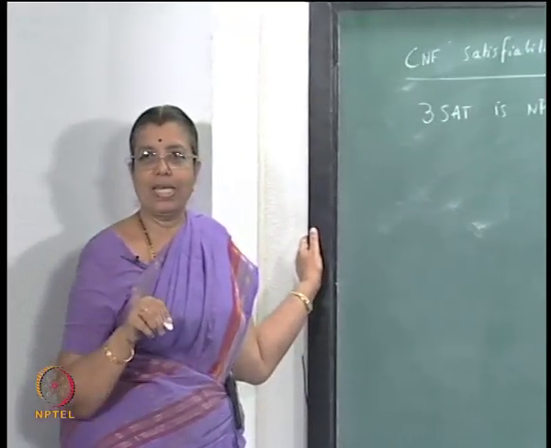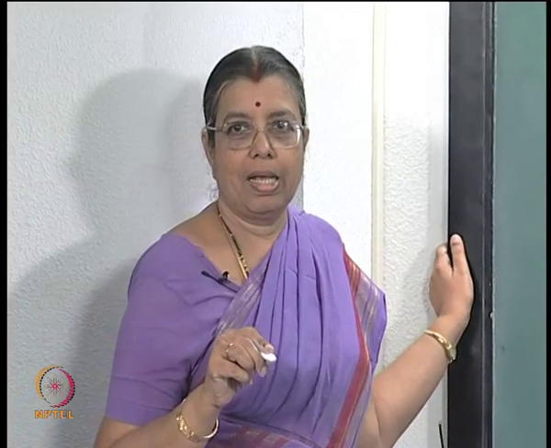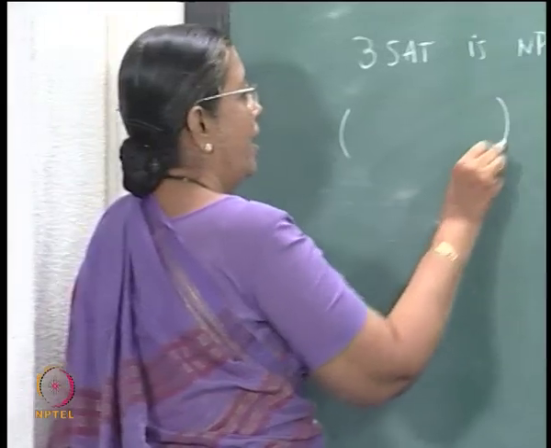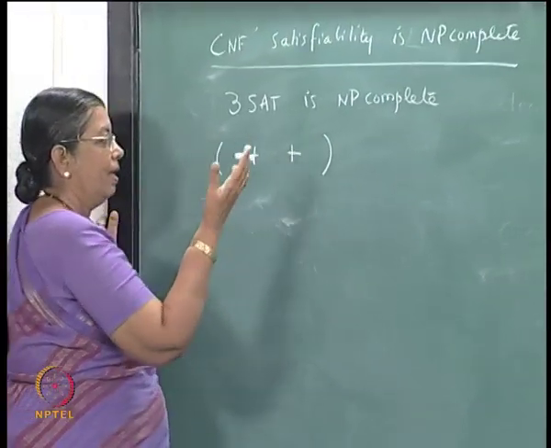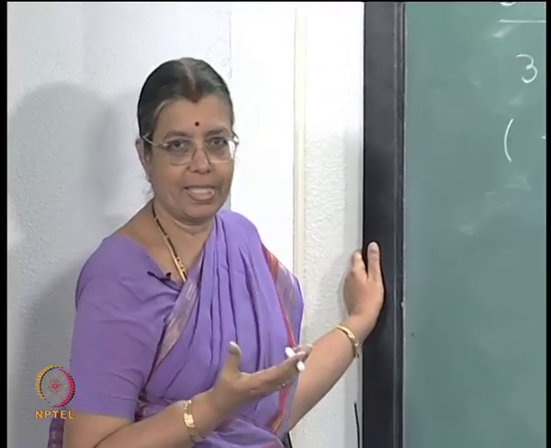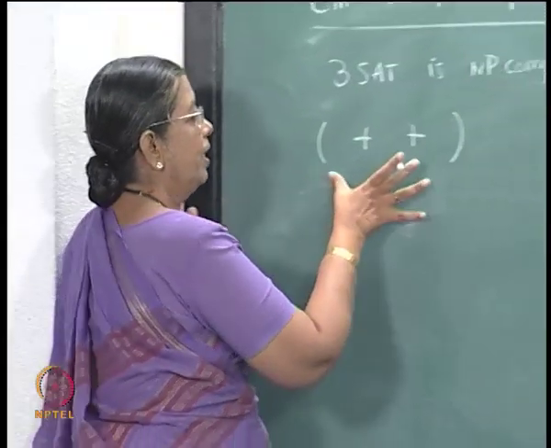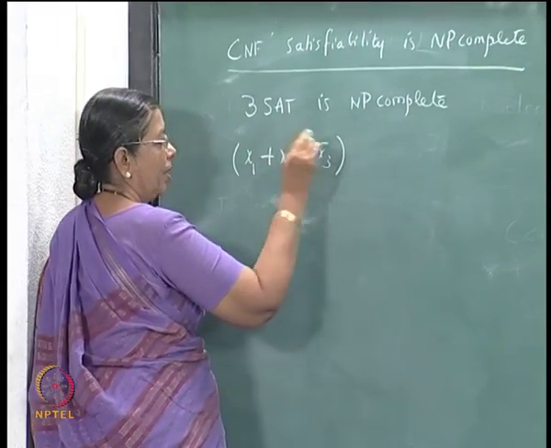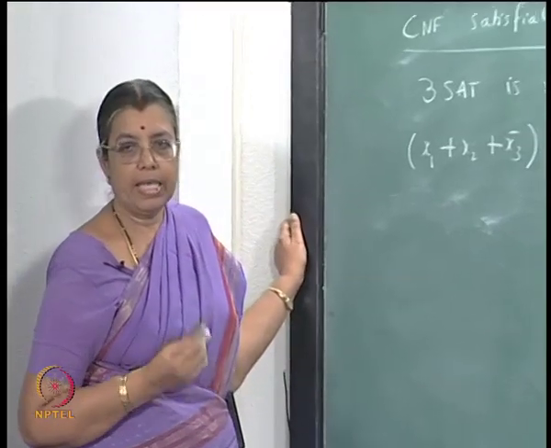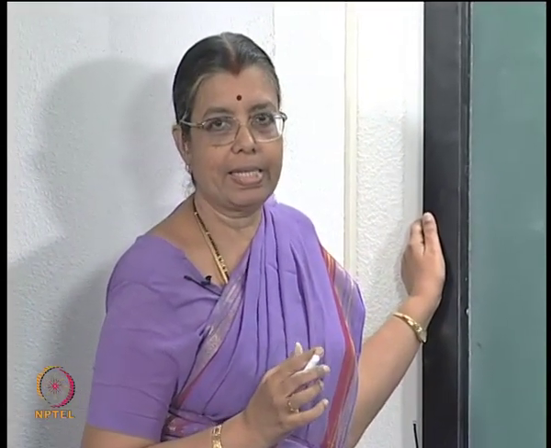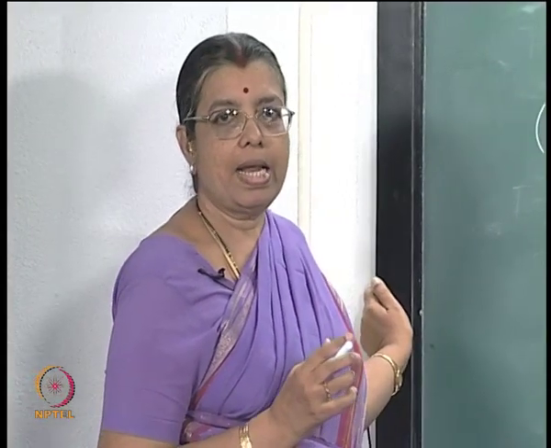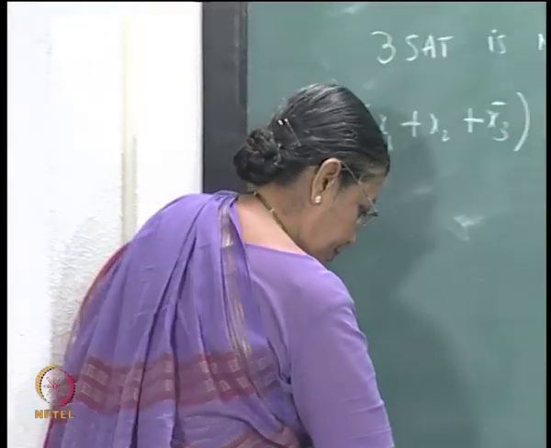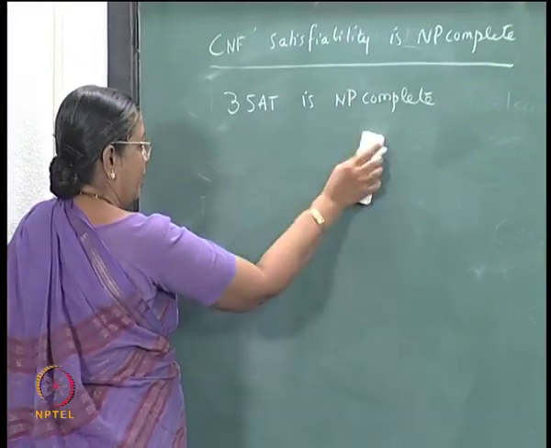We put some more restriction, that the expressions have to be in conjunctive normal form, that is, a conjunction of disjunctions, but each one has only 3 literals. Each factor has only 3 literals, that is, variables or negations of the variables. How do we prove this?